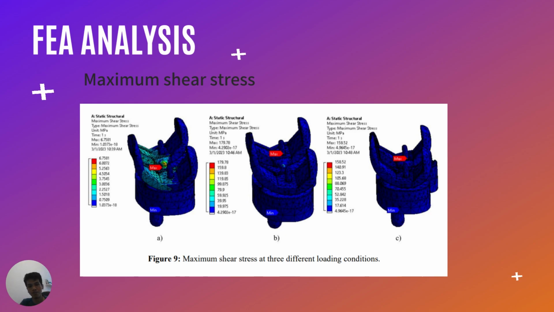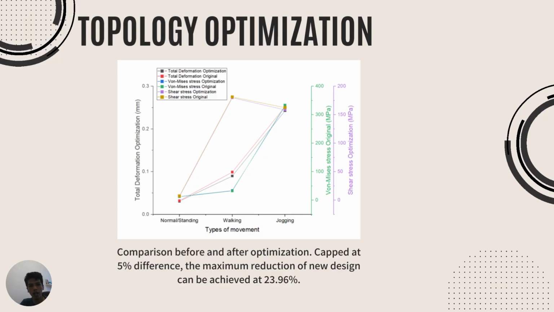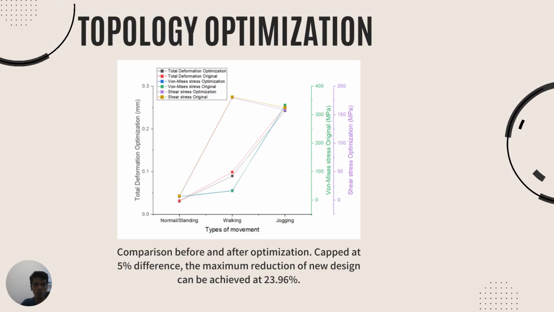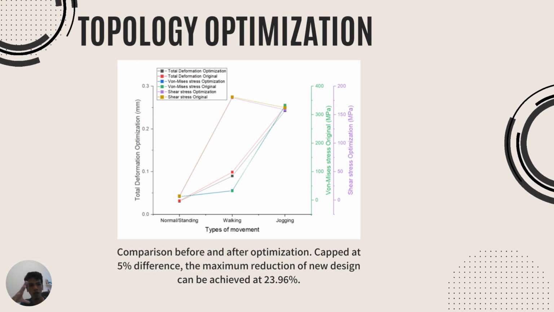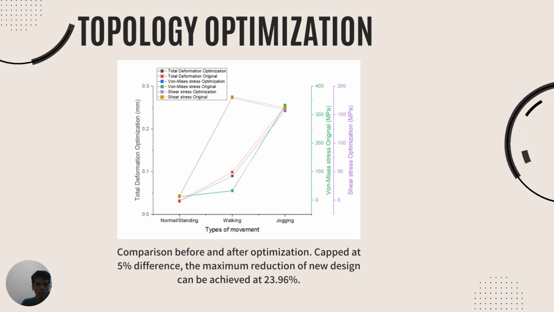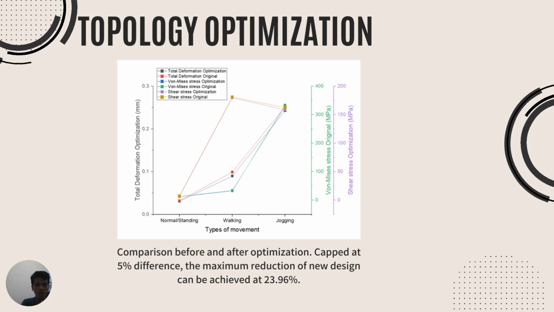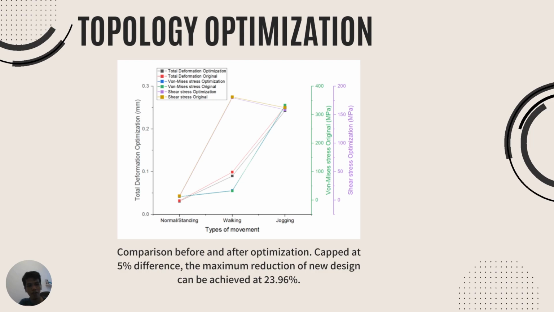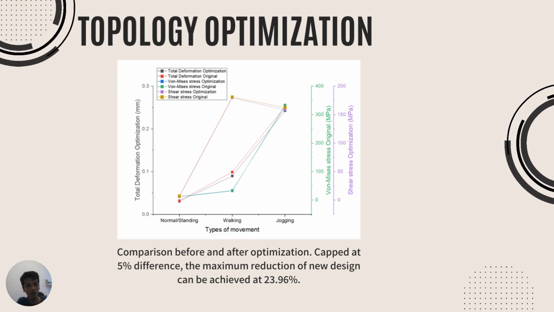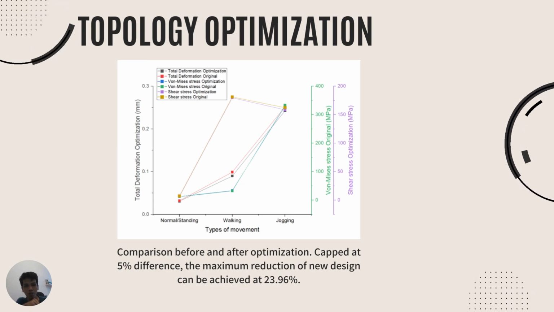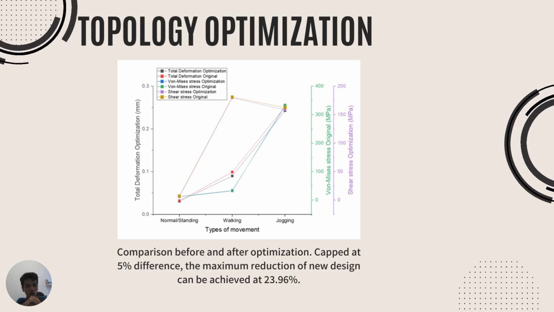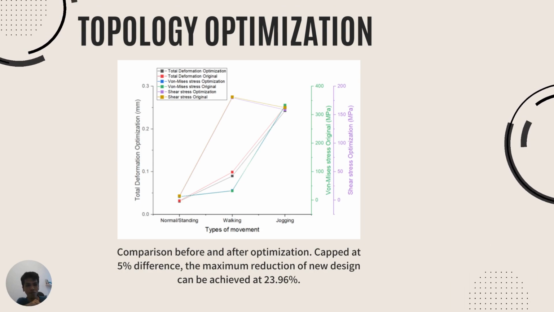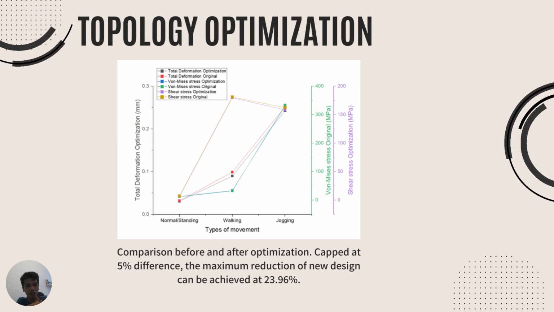Right, and then the last one which I want to highlight is about the topology optimization. After we conclude everything and put it into the graph, you can see the comparison before and after optimization. We try to cap it at a 5% difference on the result. So we put the finite element analysis before the new design and after the new design. We kept it at the 5% difference.